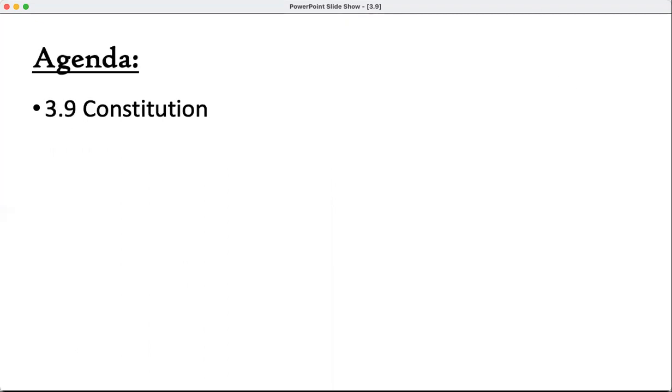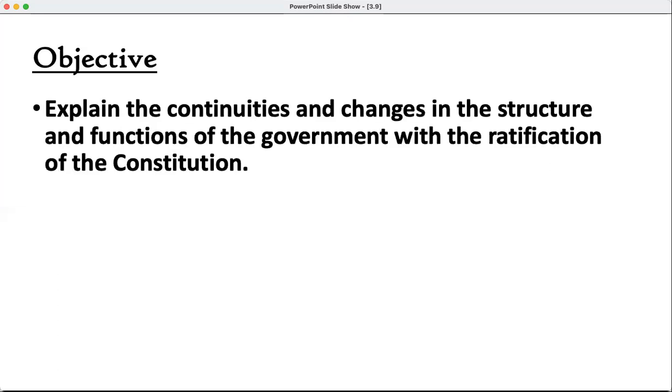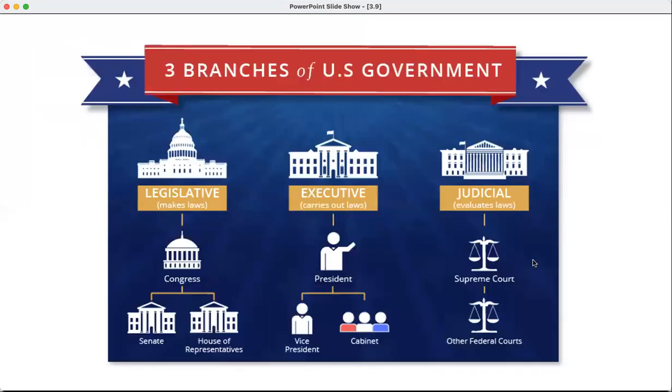So today we are covering topic 3.9, which looks at the Constitution of the United States. This is so vitally important to understand. So you'll be able to explain the continuity and changes in the structure and functions of the government with the ratification of the Constitution. That means by the end of this, I would love you to be able to identify what is different and what has stayed the same in the US government with the articles and the Constitution.